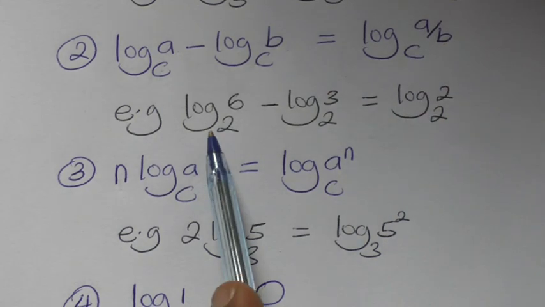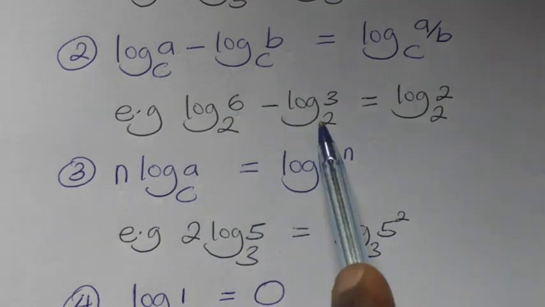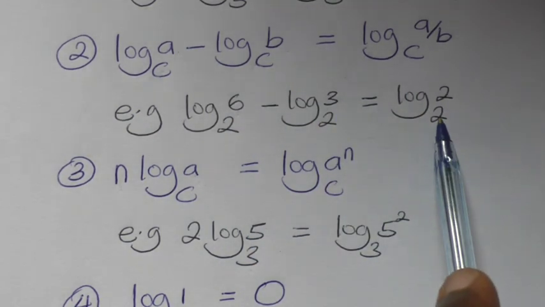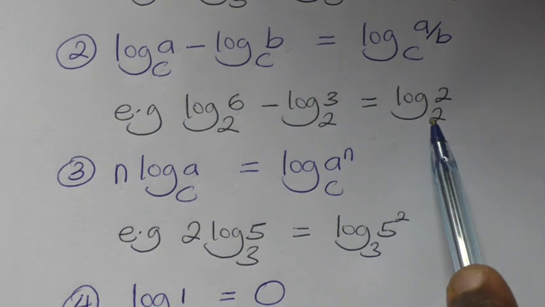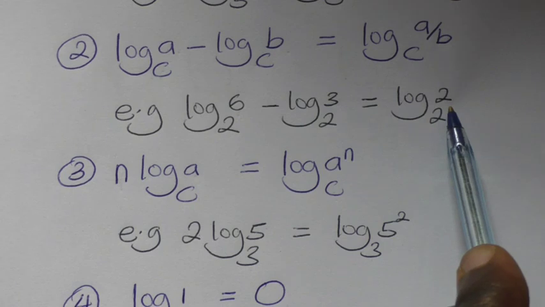For instance, I have log 2 power 6 minus log 2 power 3. So I'll take one of the logarithms, that is log 2 power 6 divided by 3, which gives us a log 2 power 2.